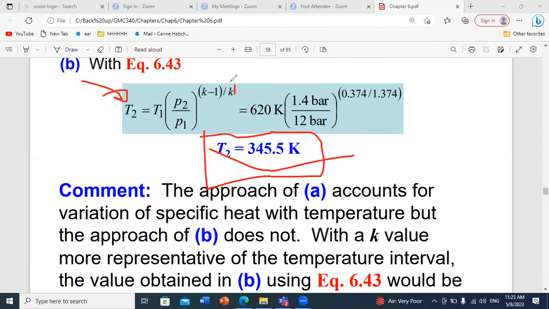We assumed K constant and we took K only at T1 because we don't know T2. To have a better estimation of this temperature, you can say, now since I have T2, let me update K. I take K average between T1 and T2. So I find the average temperature of T1 and T2, and then I can determine K at the average temperature. This will enhance the prediction of temperature T2, and I can continue to iterate until reaching a satisfying result.